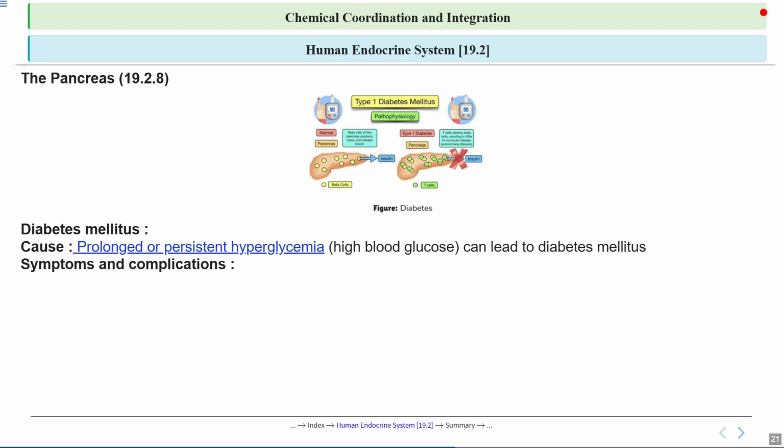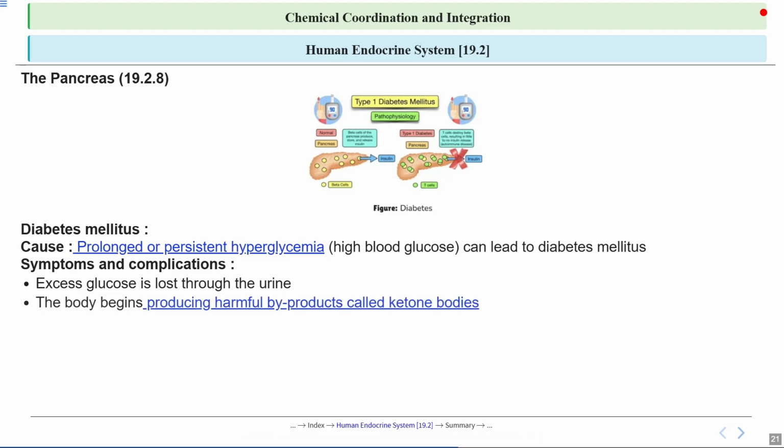Let's talk about symptoms and complications. When there is too much glucose in the blood, the kidneys cannot reabsorb all of it back into the bloodstream. So excess glucose is filtered out into the urine, which is why people with high blood sugar levels may notice sugar in their urine. This process is a part of how the body regulates blood sugar levels. But when glucose levels are consistently too high, it can lead to health issues like diabetes.